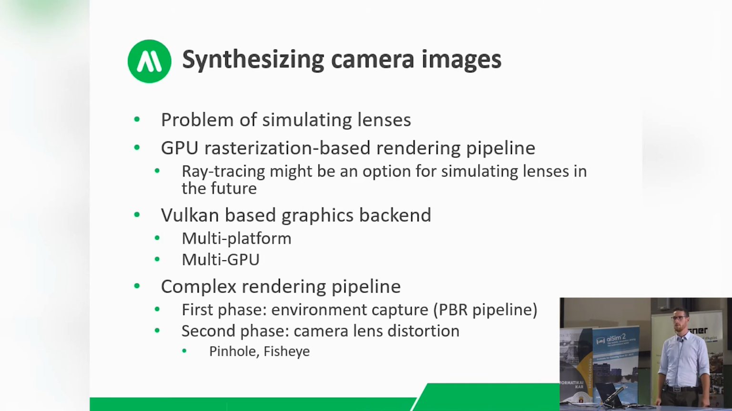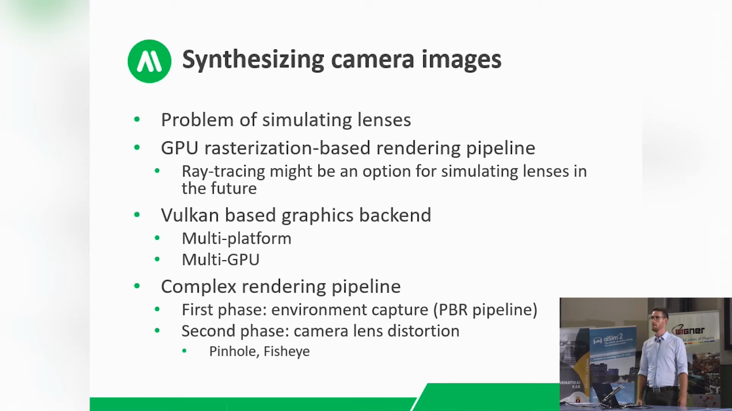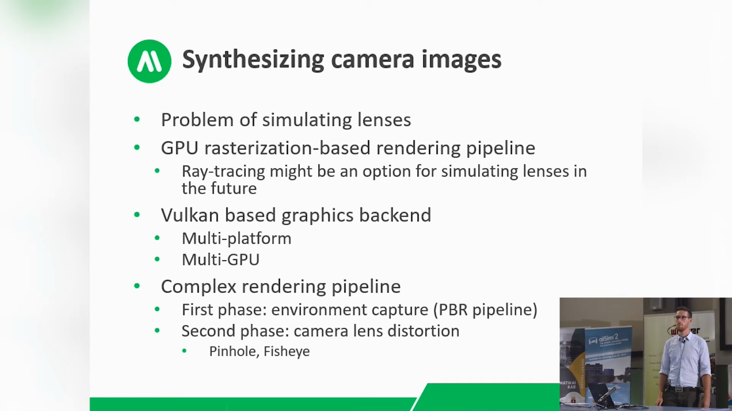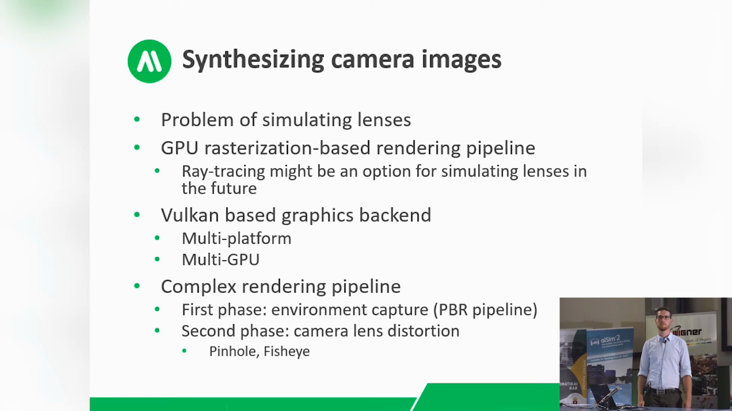So in our simulator, synthesizing images means we have to simulate lens distortions, lens effects. We have a GPU rasterization pipeline for this problem with a bit of shader magic. And I would like to add that in the future, ray tracing might be a possible option, because with ray tracing, it's easier to simulate those distortions and lens effects.